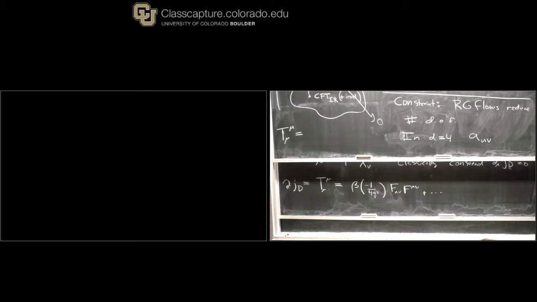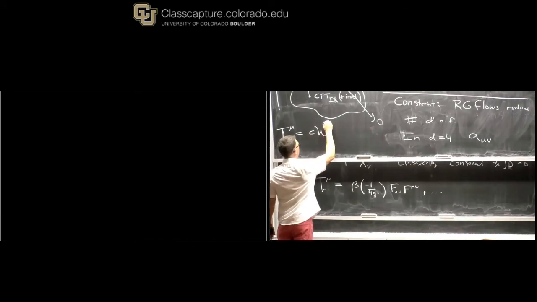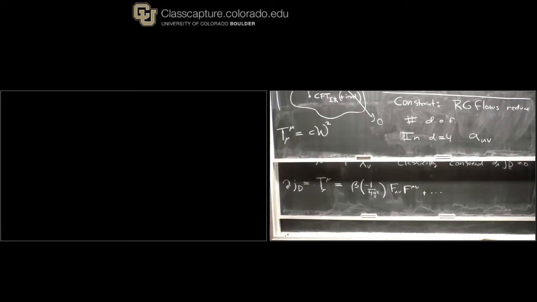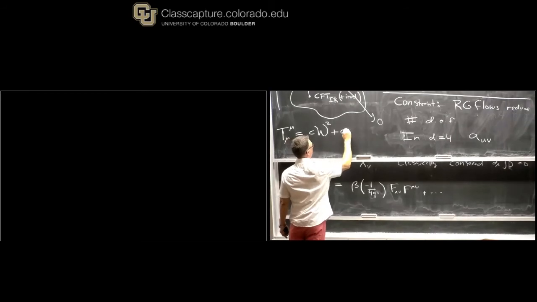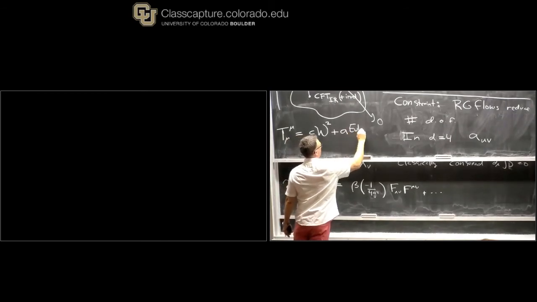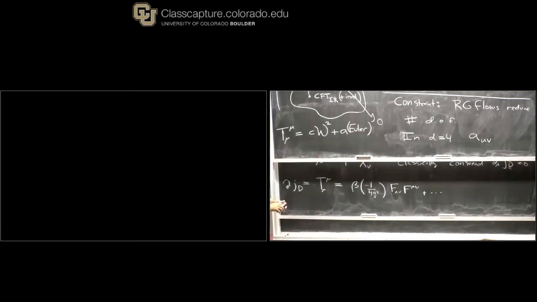And I guess probably Jamba talked a lot about this for some backgrounds. And in particular, if we turn on a background metric, there could be a contribution which is called C times the Weyl curvature squared. And then there's another contribution which is called A times the Euler density. So these are two combinations of the Riemann tensor that are Weyl invariant. And so basically the stress tensor in four dimensions has dimension 4, the Riemann tensor has dimension 2. So these are both like Riemann tensor squared combinations that we can make.